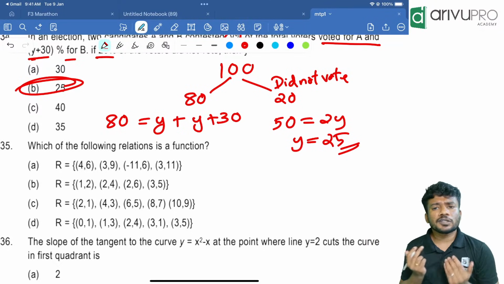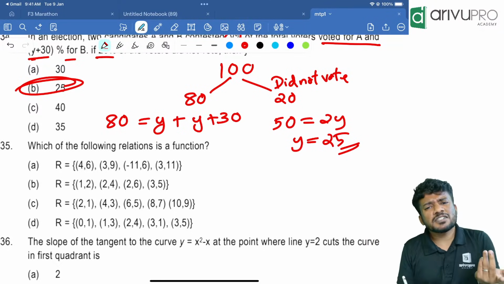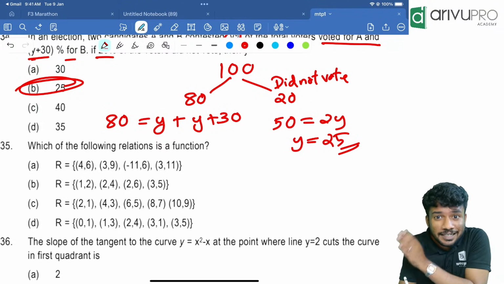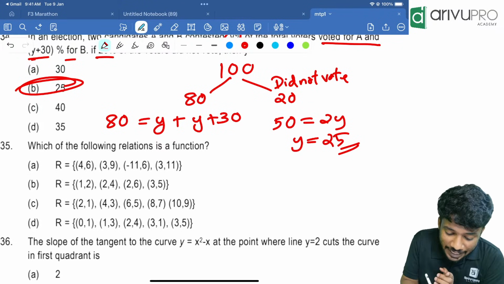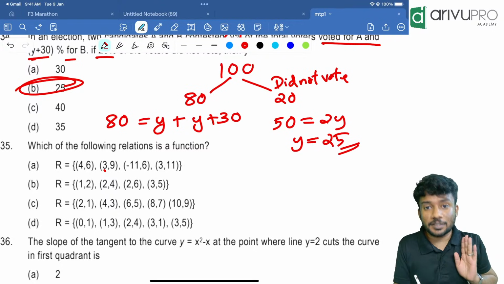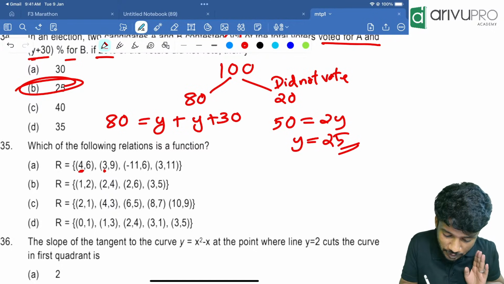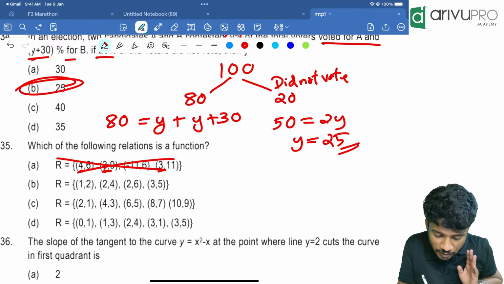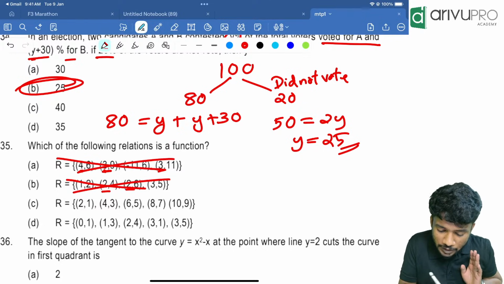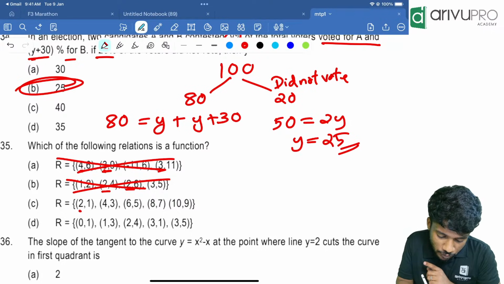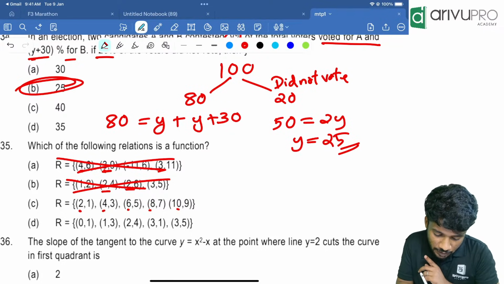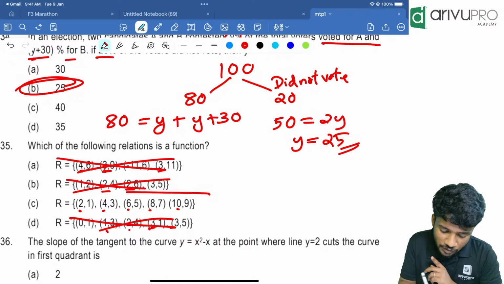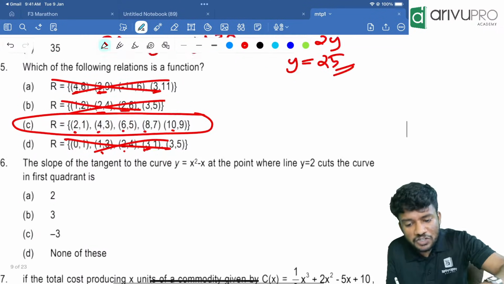Which of the following relation is a function? What is the condition for a function? The domain elements. That means the first x values should not repeat. That is the condition. Here x values are repeating. Yes, 3 is repeated 2 times. It is not a function. Here yes, 2 is repeated 2 times. It is not a function. This one 2, 4, 6, 8, 10. Everything is unique. Here look the 1, 2, 3. 3 is repeated. That means this is also not a function. Only option C is a function.